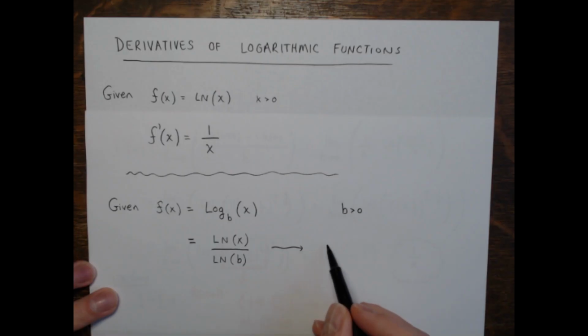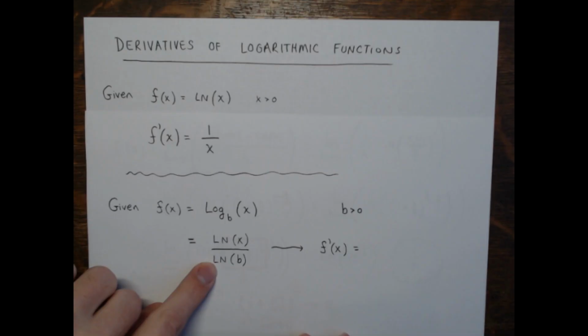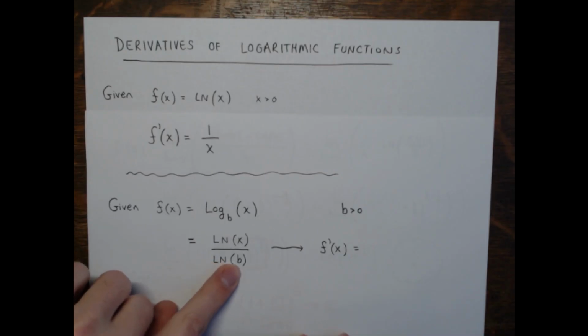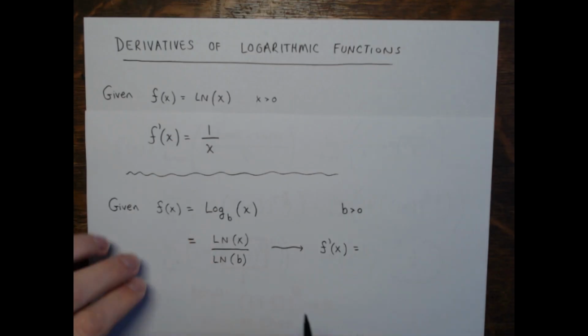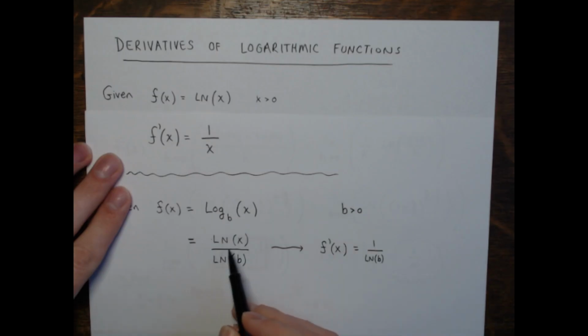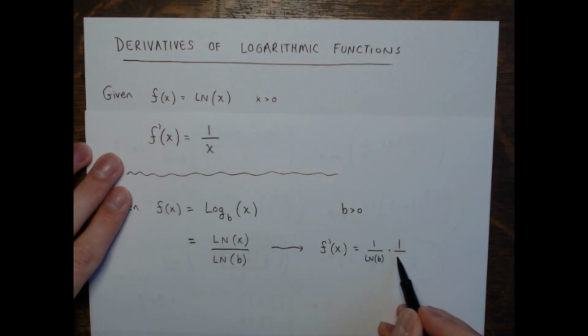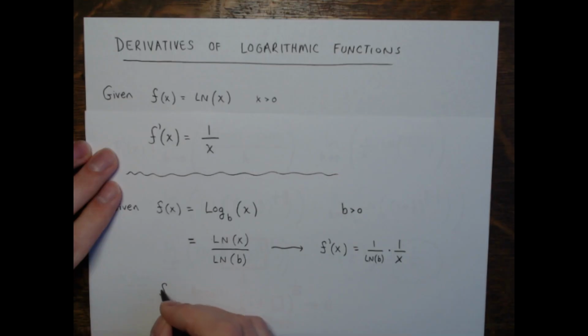So now when I do the derivative, this natural log of b is a constant. So I have a coefficient, all right? This is 1 over the natural log of b. Remember, coefficients, constant multiples stick around, multiplied by the derivative of the natural log of x, which we just saw was 1 over x. Okay, and then multiplying the numerators, multiplying the denominators here, we get the following.